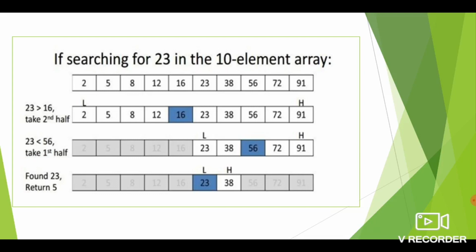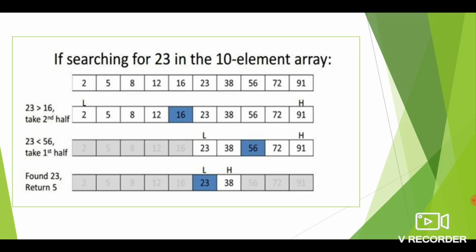See the example. In our example, we have an array consisting of the elements 2, 5, 8, 12, 16, 23, 38, 56, 72, 91. All the elements are in ascending order. They are sorted. Only if the elements are sorted can you apply the binary search algorithm. First we have to find the middle element. The middle element is 16.